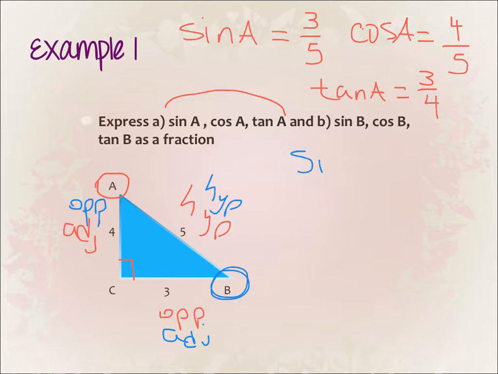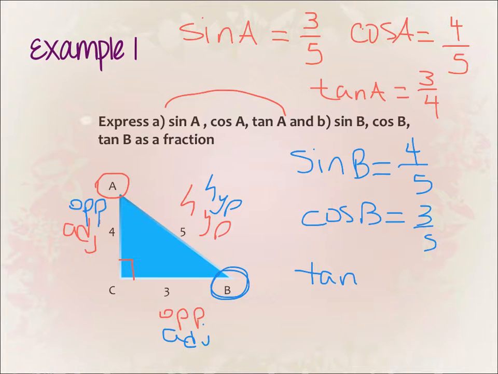So now sine of B is going to be what? What's my fraction? Opposite over hypotenuse, so it's going to be 4 over 5. What's going to be cosine of B? 3 over 5. And lastly, the tangent, which is going to use opposite and adjacent, and that's going to be 4 over 3.